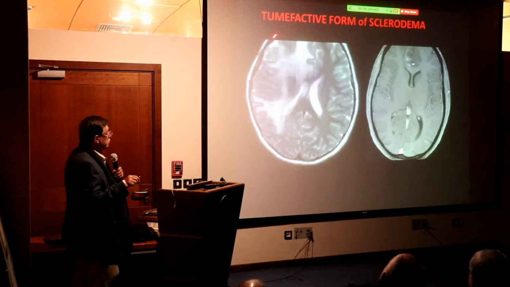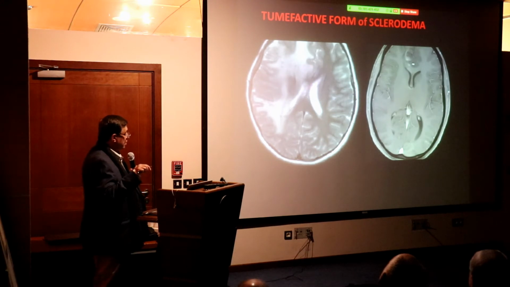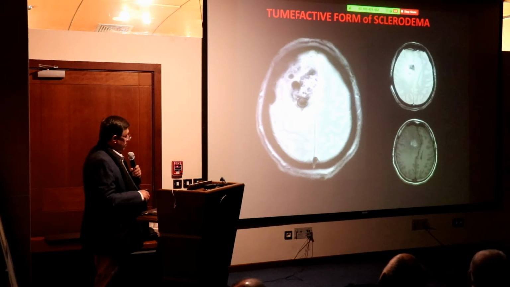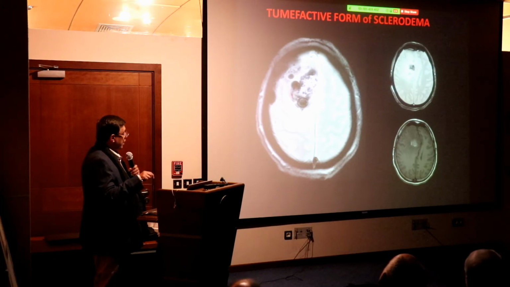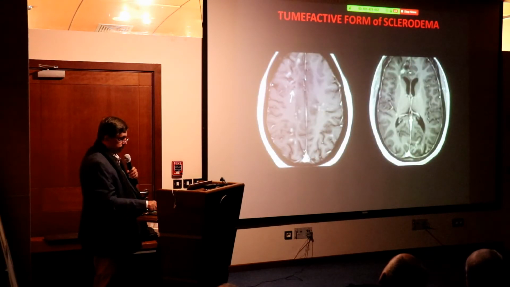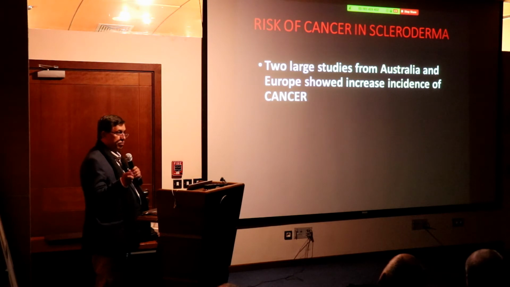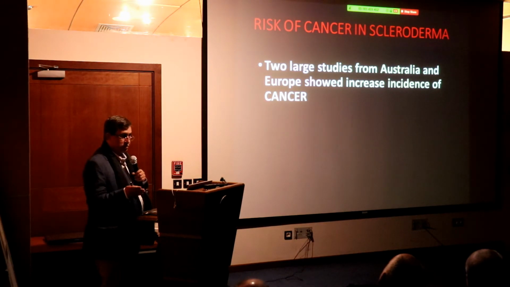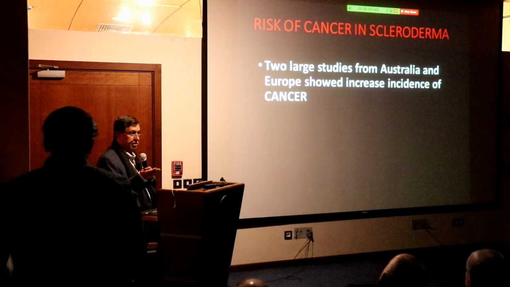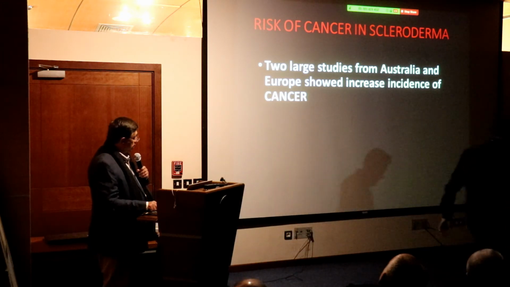The first thing you think of, tumefactive form of scleroderma. They present like tumors. So could this be tumefactive form of scleroderma? And remember the words of Dr. Haddad, that there is high risk of cancer in these cases. Are we dealing with some cancer in her body or metastasis to the brain? We don't know. So the differential diagnosis is really wide.